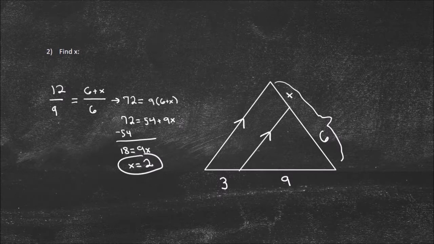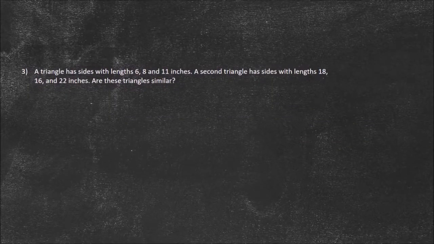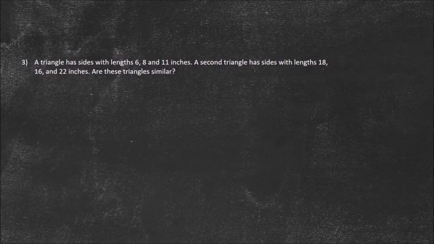So that's a little bit tougher of an example. It's hard to kind of imagine what the big triangle is and the small triangle, but not too bad. Okay, so we have one more, it looks like. So a triangle has side lengths of 6, 8, and 11 inches. A second triangle has side lengths of 8, 16, and 22 inches.